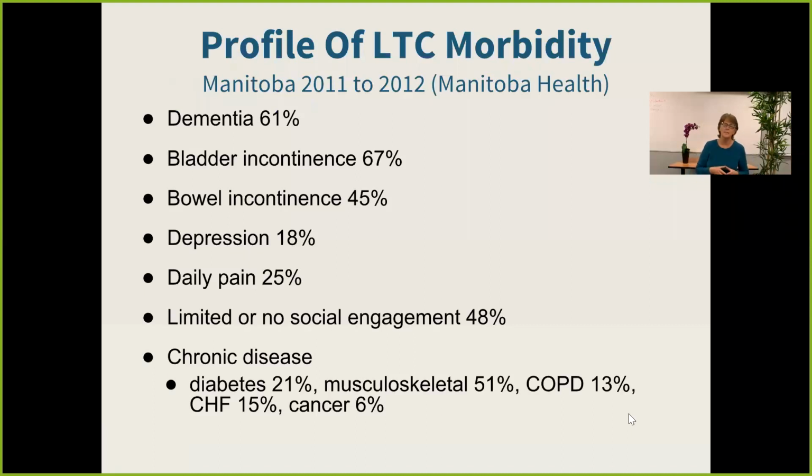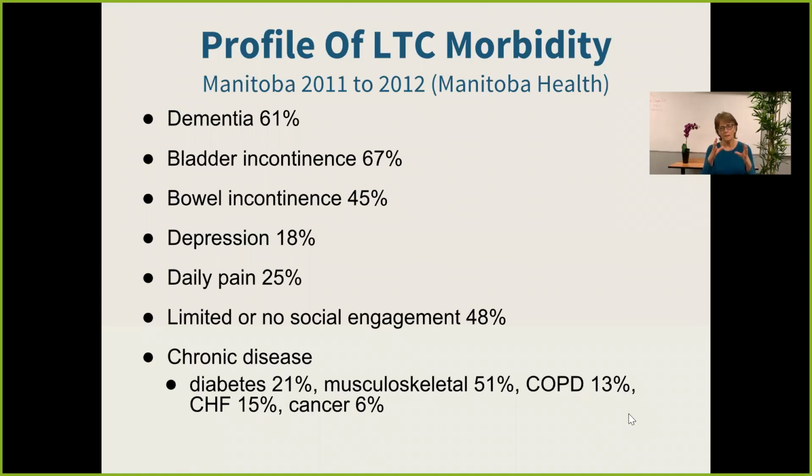Bladder incontinence, 67%. Now you see people with bladder incontinence, the first thing they do is they don't drink as much water because they don't want to have an accident. So they're getting dehydration, which affects their cognitive abilities. Bowel incontinence, depression, 18%. And I think that the depression is probably a little bit underrepresented in that 18%. Depression in general is underrepresented because people don't always talk about it. Daily pain, arthritis, diabetes, all kinds of things that happen. Limited or no social engagement.